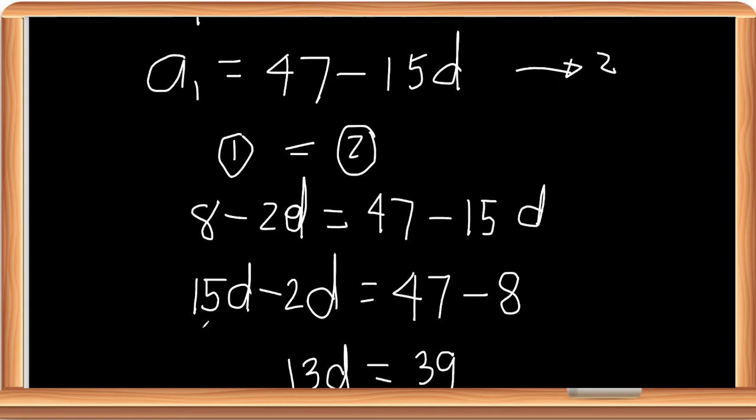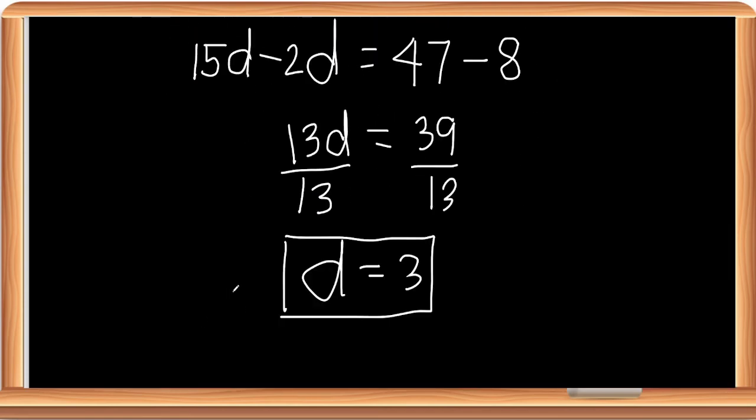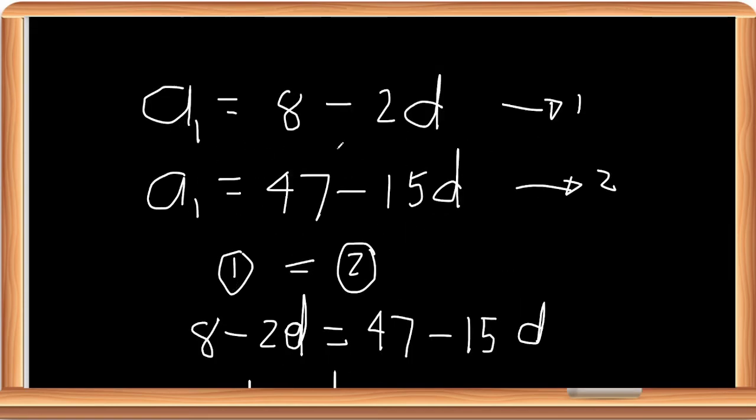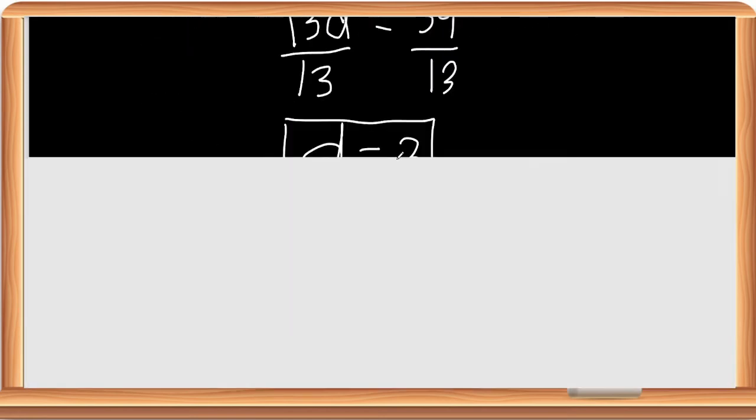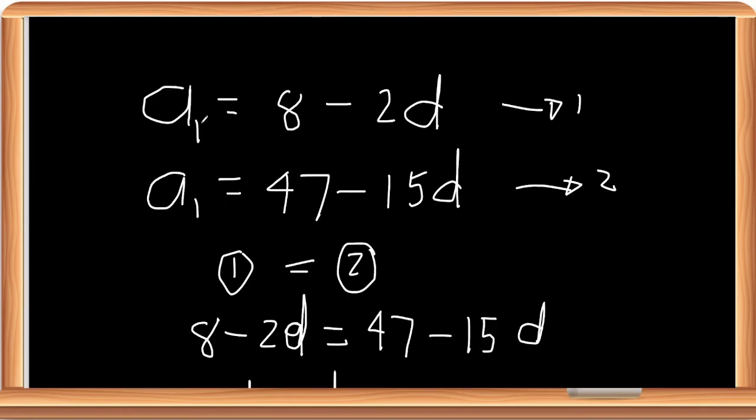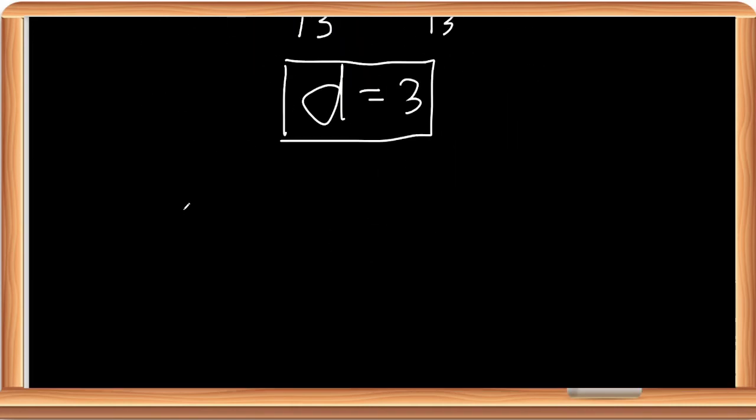So, go back to the equation here, any of this equation, para makuha mo yung a sub 1. Since you know that a sub 1 is equal to 8 minus 2d, so substitute mo lang ng d as 3. No? Pwedeng dito mo i-substitute or dito. Parehas lang ang magiging result. So, let's use the first equation, mas madali. A sub 1 is equal to 8 minus 2d.